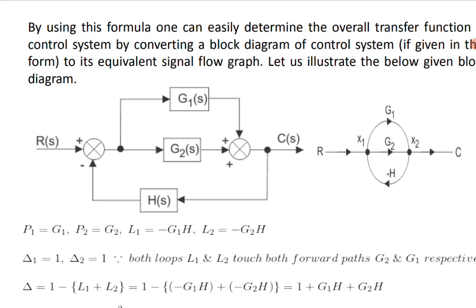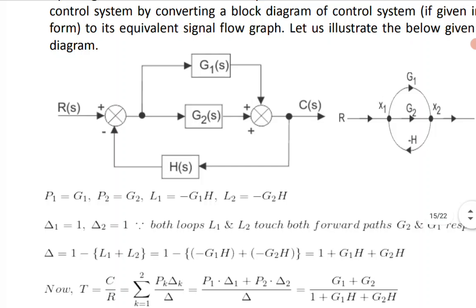Direct gain G2 is shown just above the arrow, and the reverse, that is feedback gain with negative sign, is denoted by minus H. Another node is denoted by X2, because the takeoff point at the outer portion and the summer should coincide with the node X2. Then we extend that up to the output node C, and the rest remains the same. Already you know how to evaluate C by R.